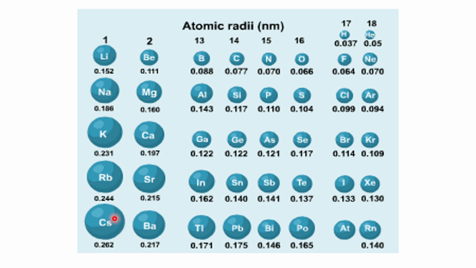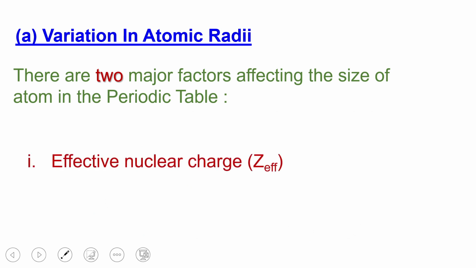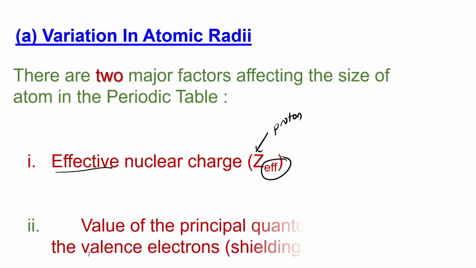The explanation of this trend of atomic radius we call periodicity. So the variation of atomic radius is influenced by two major factors. The first factor is effective nuclear charge, the short form is ZEFF. Z refers to proton, EFF refers to effective, so effective nuclear charge. And the second factor is the value of the principal quantum number for the valence electron, or we can say this is a shielding or screening effect.